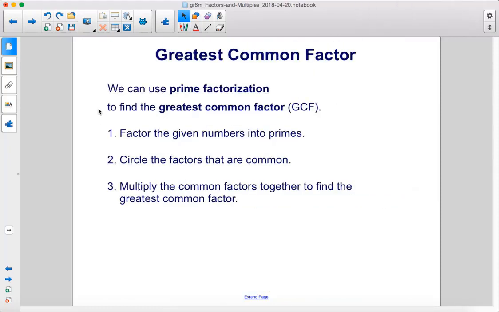We can use prime factorization to find the greatest common factor. Step 1. Factor the given numbers into primes. 2. Circle the factors that are common. 3. Multiply the common factors together to find the greatest common factor.